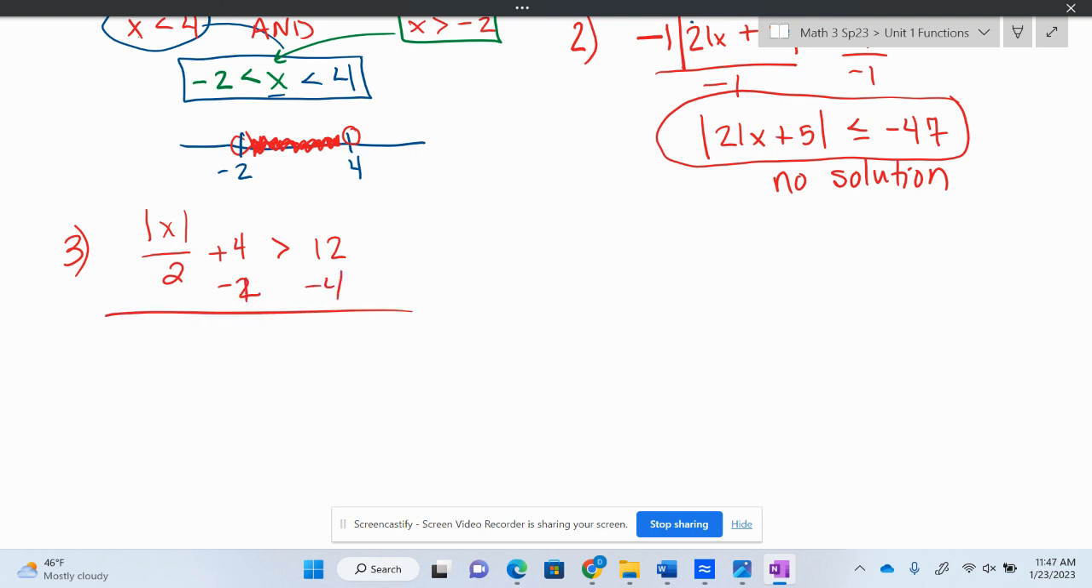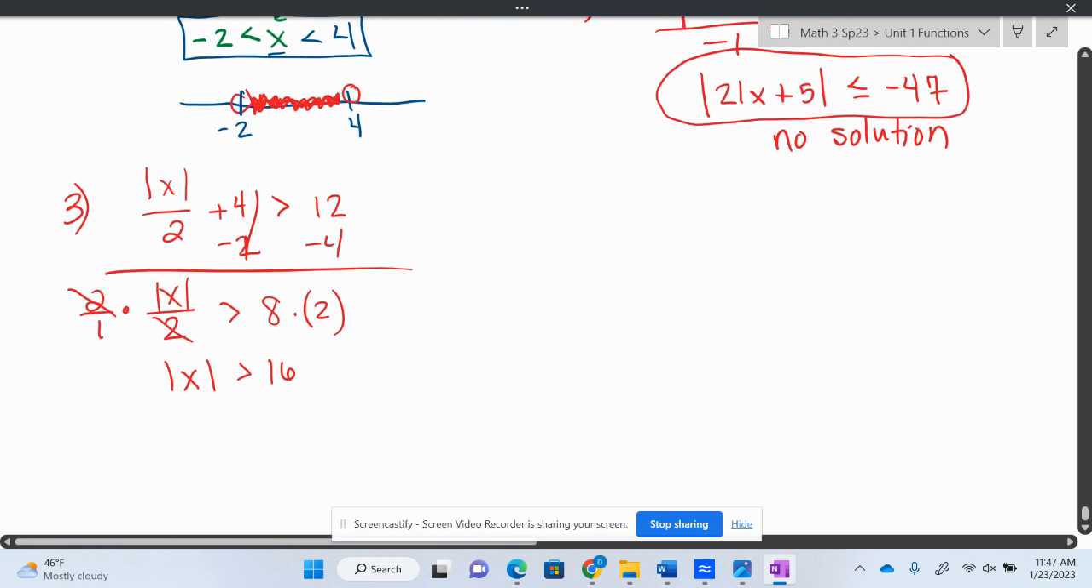So that's a hideous looking 4. But I'm going to subtract 4 from both sides. So now I have the absolute value of x divided by 2 is greater than 8. And now we're going to do what Connor said, which is to multiply both sides by 2. So remember that that cancels out. So I really have the absolute value of x is greater than 16.